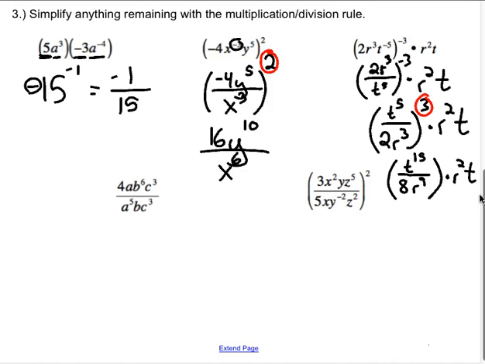Now that I've taken care of everything inside the parenthesis, now I'm ready to combine it with the things outside the parenthesis. Well, t to the 15th times t to the 1st. Well, 15 plus 1 leaves me with a t to the 16. The 8 doesn't have anything it's combining with. And now the r's. I have an r squared on top and an r to the 9 on the bottom. And if you remember, when you're dividing, you end up subtracting the exponents. So 2 minus 9 is going to give me a negative 7.